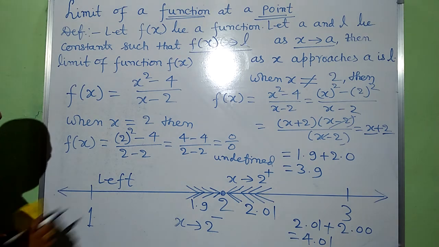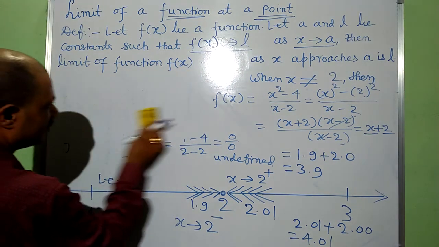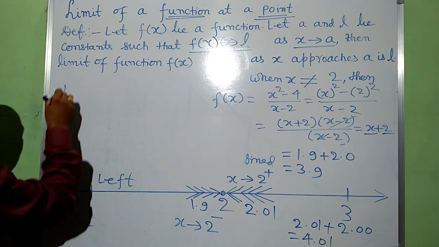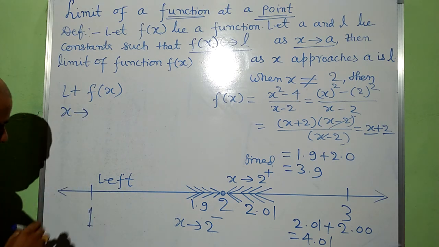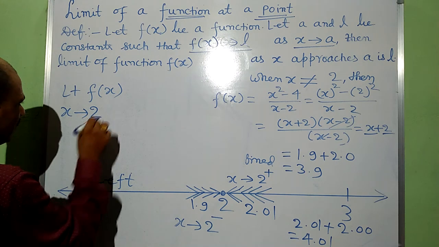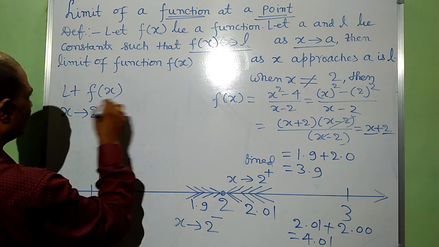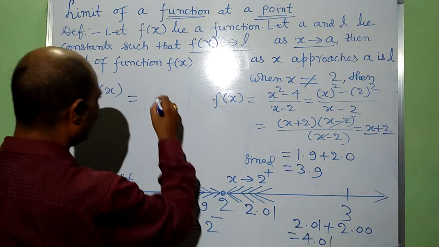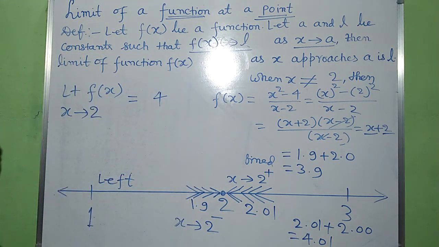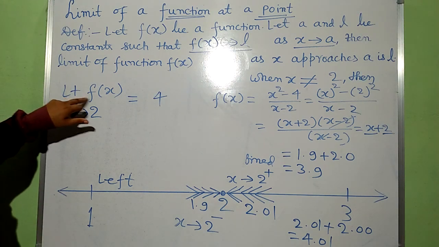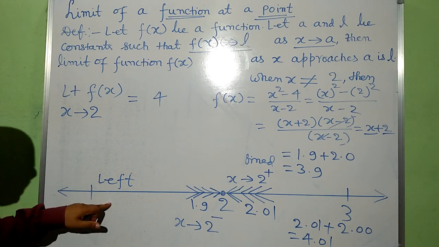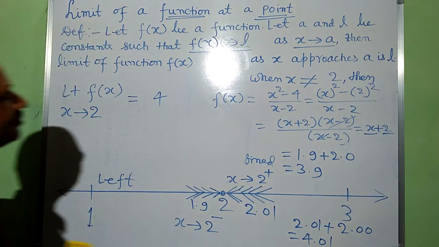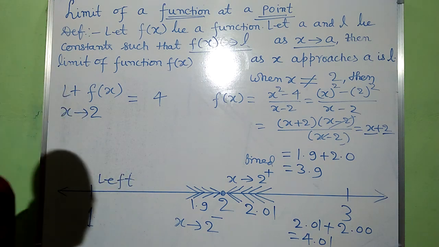Hence, the limit of f(x) when x tends to 2 is 4. In this way, we get the limit of this function f(x) at the point 2, either from the left side or from the right side. That's all. Thank you very much for watching.